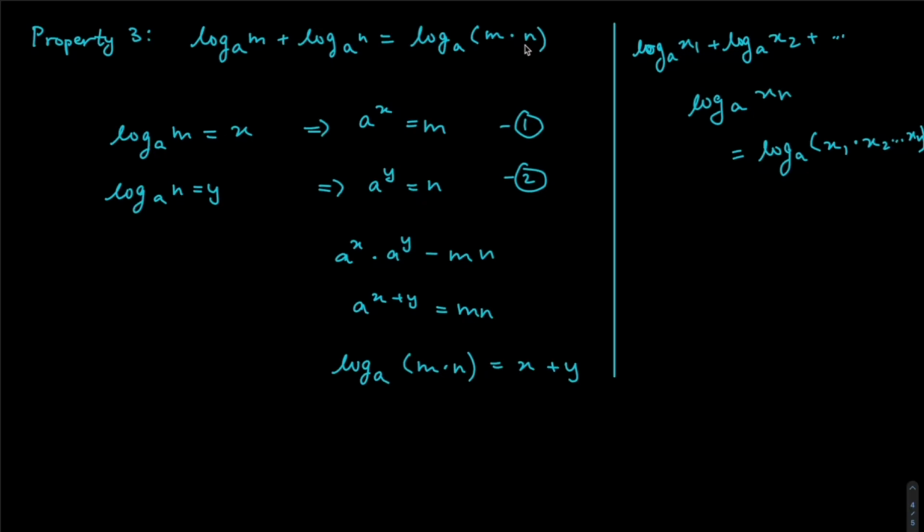So it's not like you're just memorizing it for the sake of it. You have to memorize it, or you will memorize it as you move forward and do loads and loads of questions. Property 4. Okay, so I'm going to write log base a m minus log base a n is equal to log base a m divided by n.